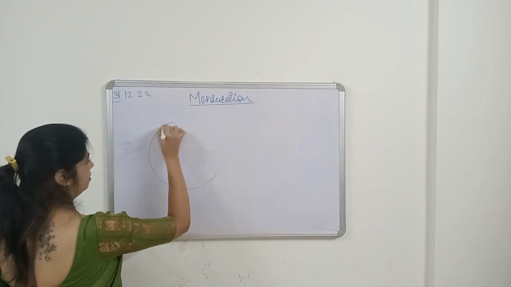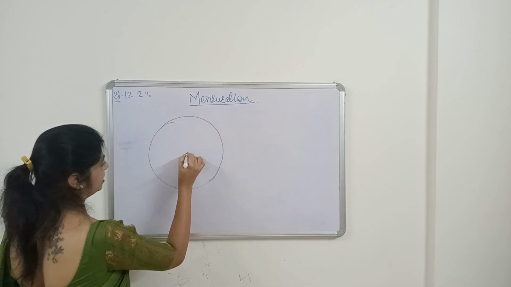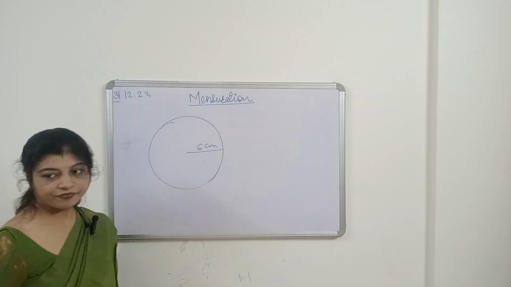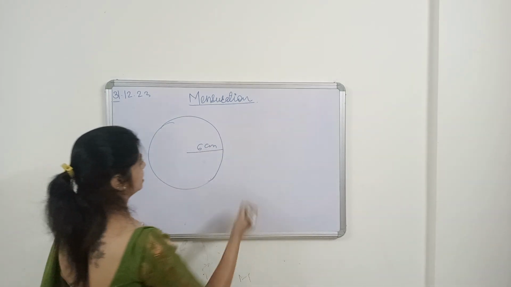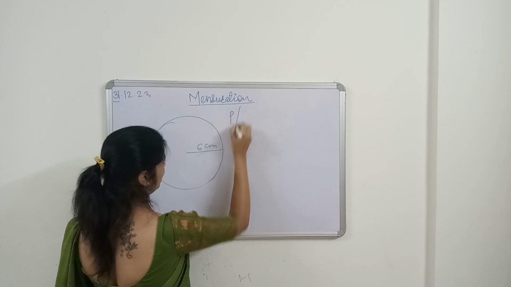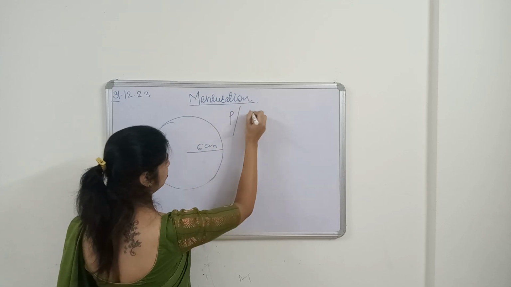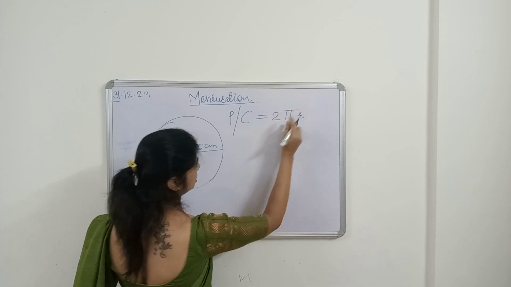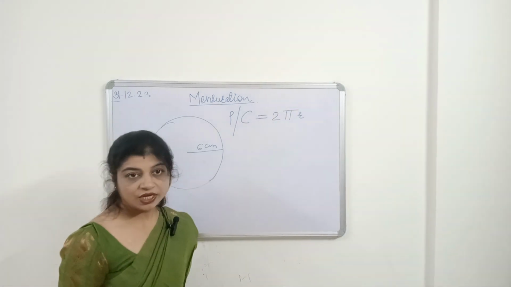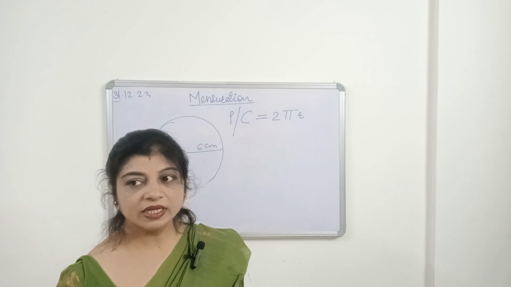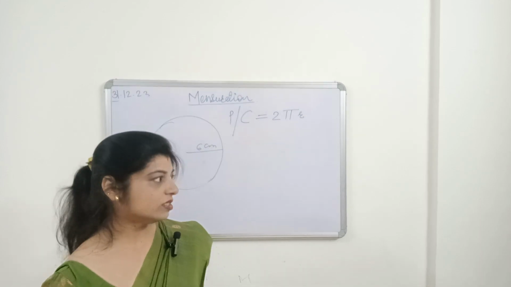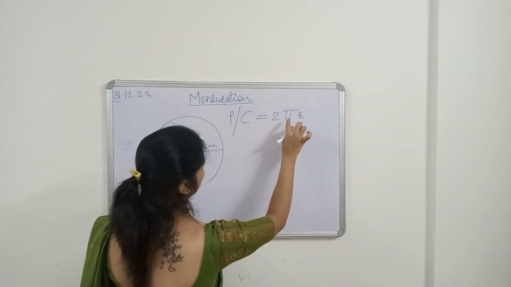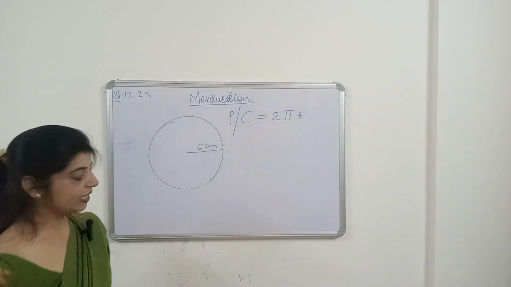Suppose this is a circle having a radius of 6 centimeters. So its circumference, that is perimeter, don't use P, I'll say use C. Circumference is 2 pi r. This pi is a mathematical constant whose value is 22 upon 7 in fractions, and if you convert it, it is 3.142 in decimals. Now between 2, pi and r, no sign means multiplication sign.